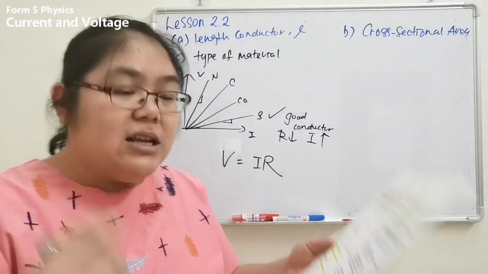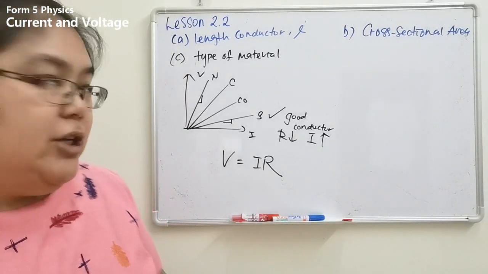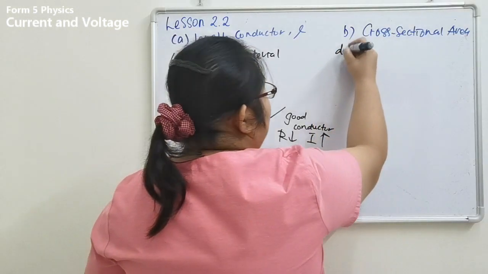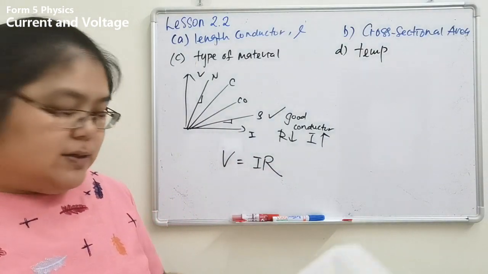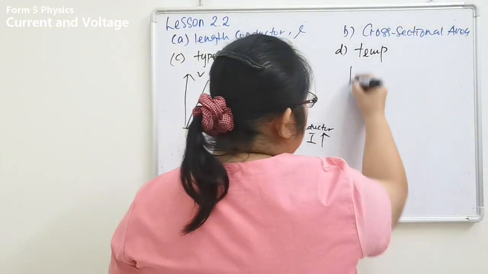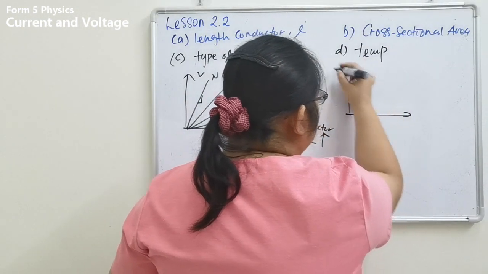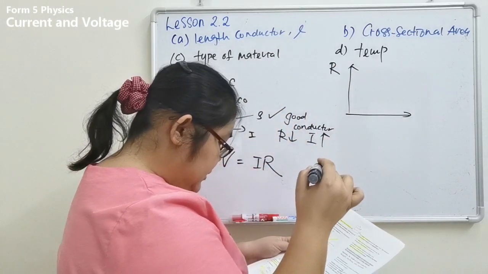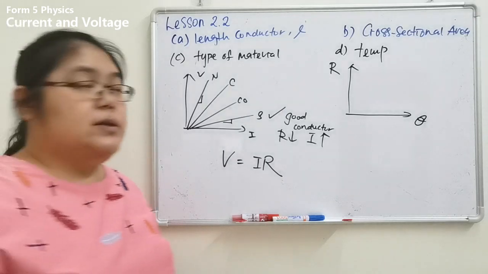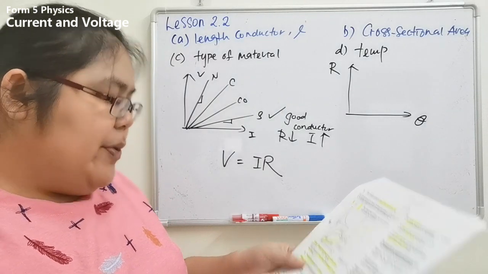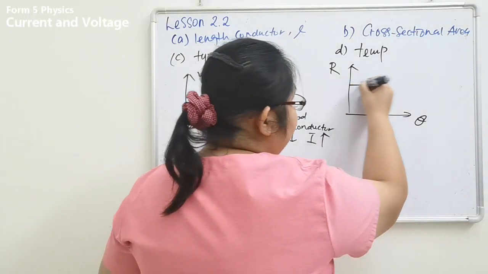Okay, the last factor is temperature. Temperature also will affect the resistance. Okay, refer here to the graph. Now the graph is resistance versus temperature. So from here, the first one they show is alloy.